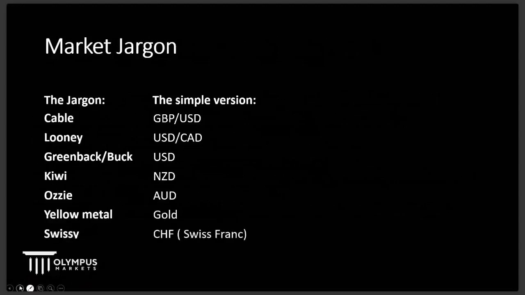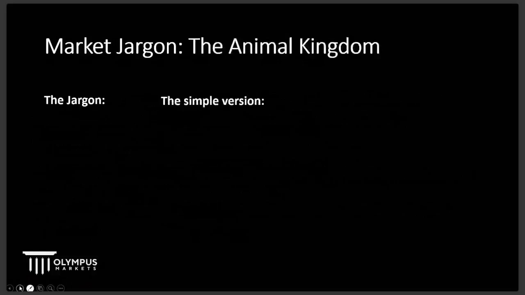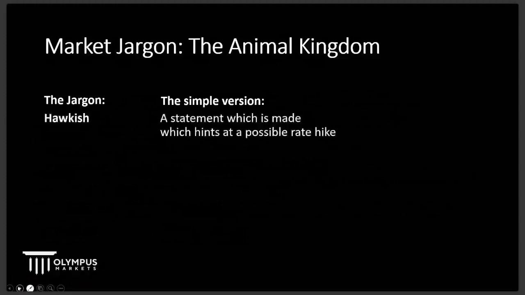There's also lots of different jargon related to animals. Okay, we also have the likes of hawkish. Now, hawkish means this is a statement made by a member of a central bank which is aggressive and hints at possible rate hikes or monetary policy, so an aggressive, optimistic tone. They're described as being hawkish.